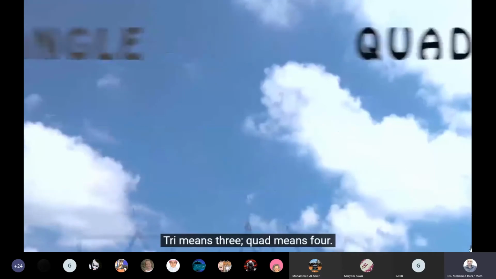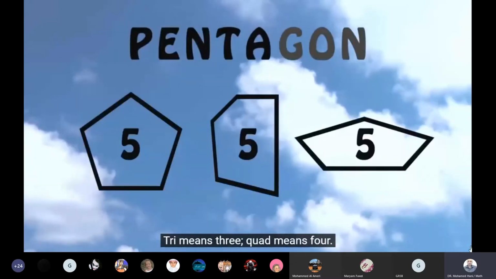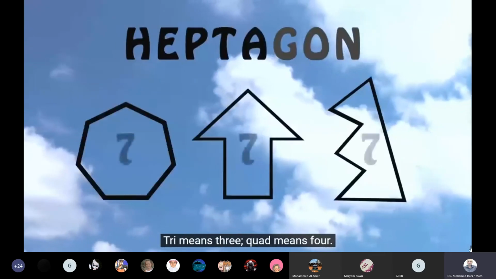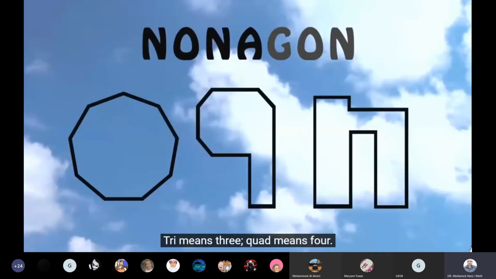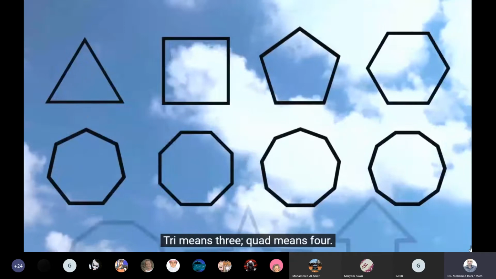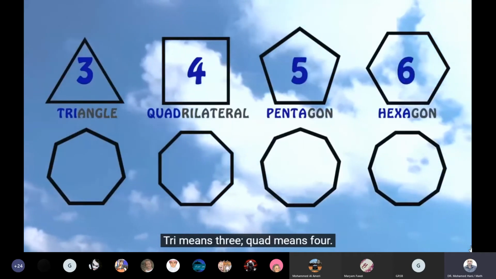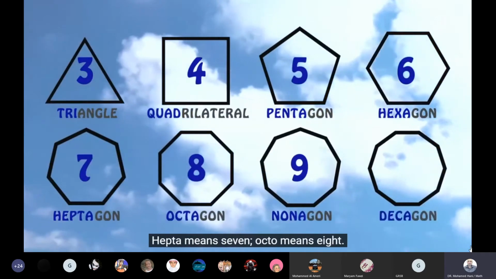Tri, 3. Quad, 4. Penta, 5. Hexa, 6. Hepta, 7. Octa, 8. Nona, 9. Deca, 10. Tri means 3, quad means 4, penta means 5, and hexa means 6. Hepta means 7, octa means 8, nona means 9, and deca means 10.